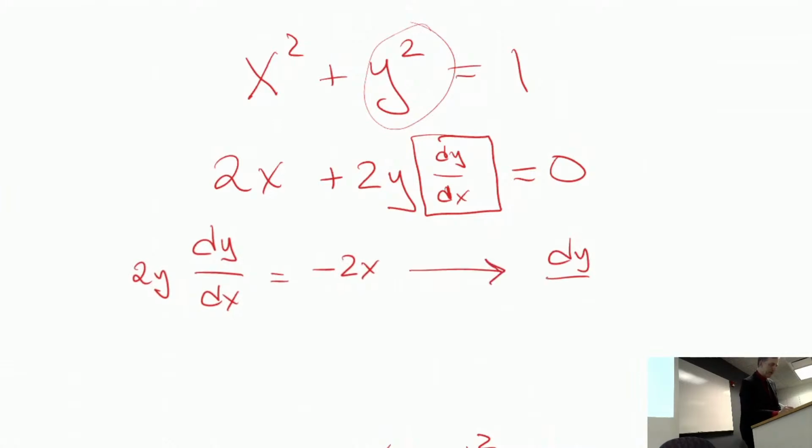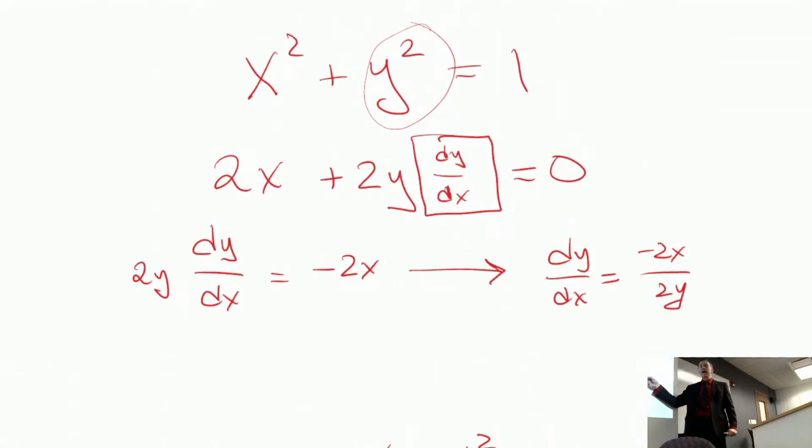So dy over dx is going to be negative 2x over 2y. I realize I can cancel the 2's. I just wanted to have something to show you. That's implicit differentiation. I have the slope. The slope is in terms of both x and y. That's fine. But I have a slope.